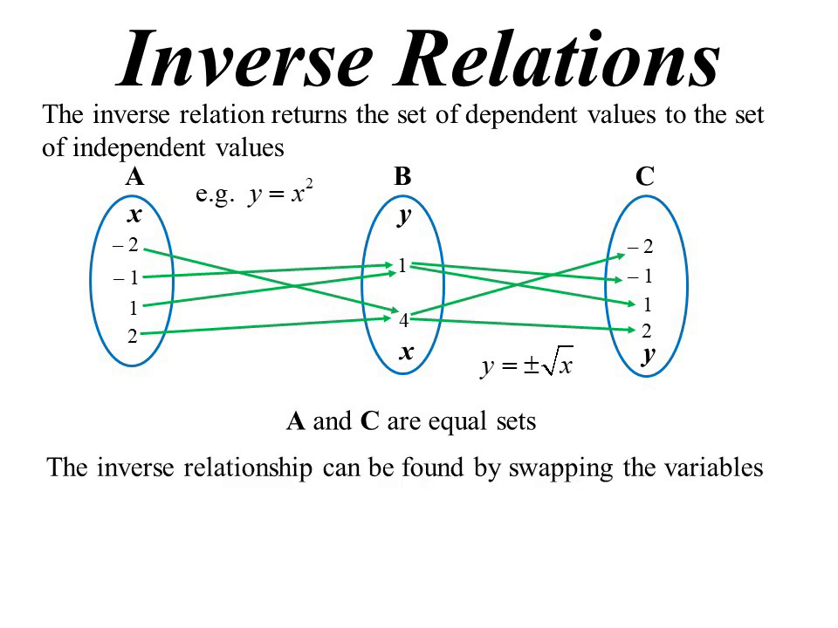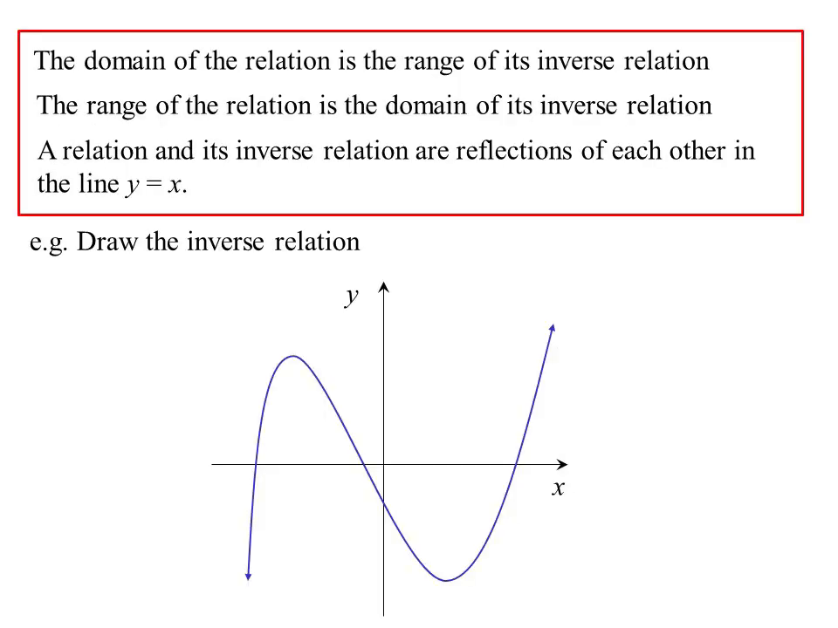If you want to work out what it is, you simply swap the pronumerals around and then make y the subject. So our one I just did, we had y equals x squared. If I swap the pronumerals around, I get x equals y squared, make y the subject, y is plus or minus root x. That gives us our inverse relation. Because we're basically swapping the x and y's, the domain of the relation will be the range of the inverse relation, and vice versa. So the range of the relation will be the domain of the inverse relation.